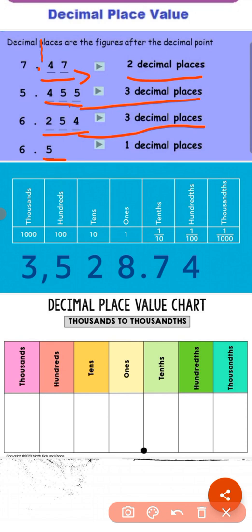Let us check one more example. Here, in this number, the number is 3528.74.